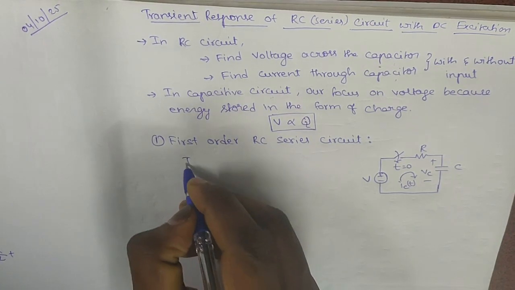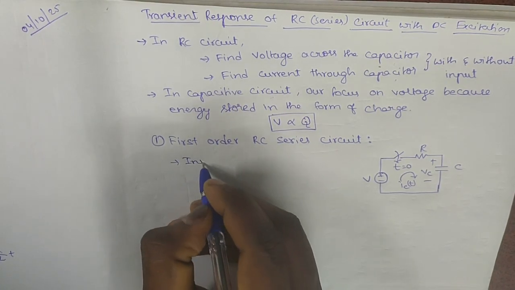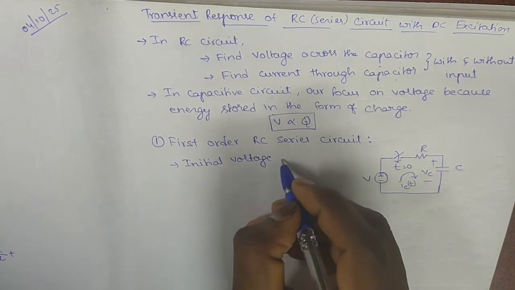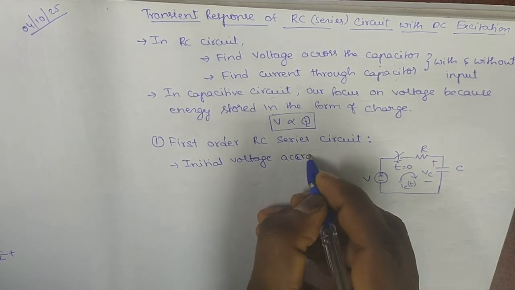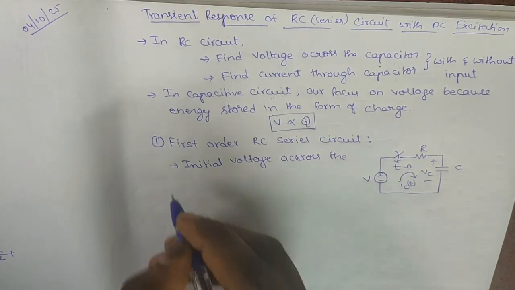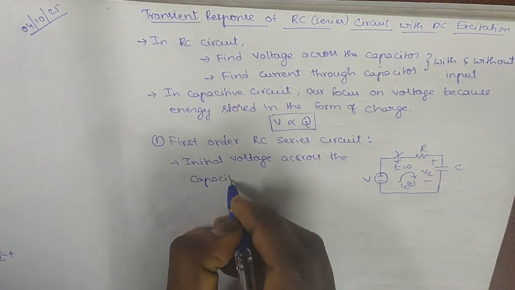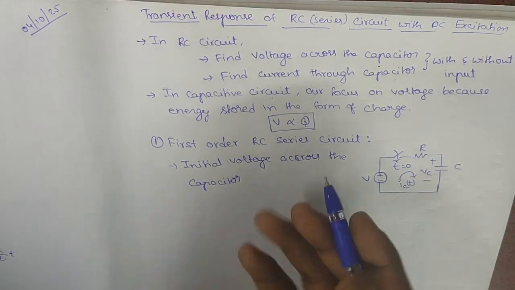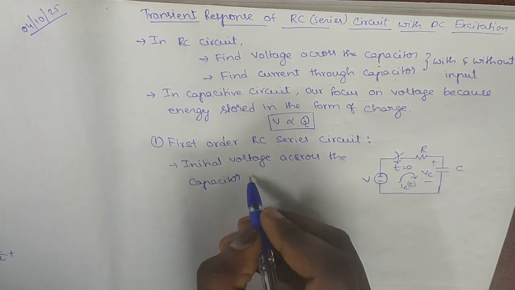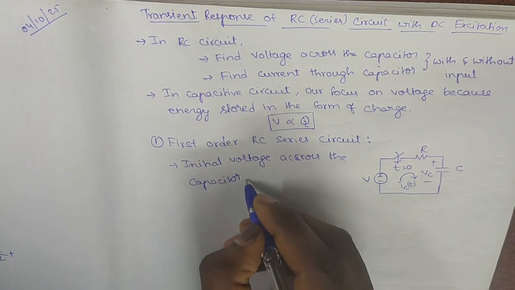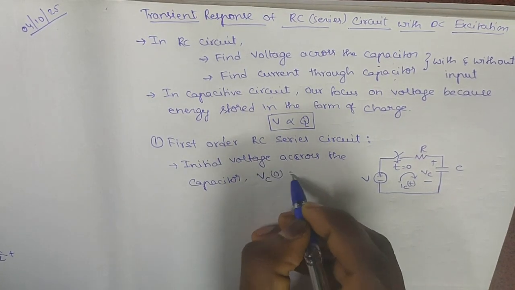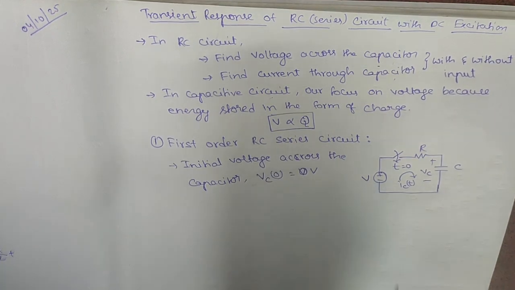So the initial voltage across the capacitor is 0 because the switch is closed at t equal to 0. Before t equal to 0 minus, the voltage built up across the capacitor will be 0 volts.